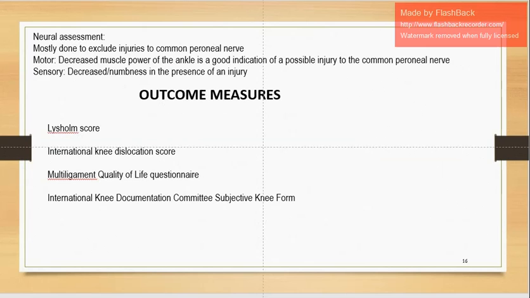Then we have to go for the neural assessment, mostly done to exclude injuries to the common peroneal nerve. Motor power: decreased muscle power of the ankle is a good indication of possible injury to the common peroneal nerve. Sensory: decreased sensation or numbness is an indication of a sensory nerve injury. There are some outcome measures: the Lysholm score, International Knee Dislocation Score, Multi-Ligament Quality of Life Questionnaire, and International Knee Documentation Committee Subjective Knee Form. So these are some scales and forms for the outcome measures.